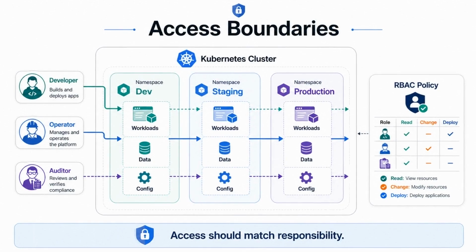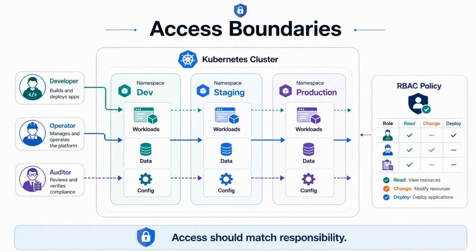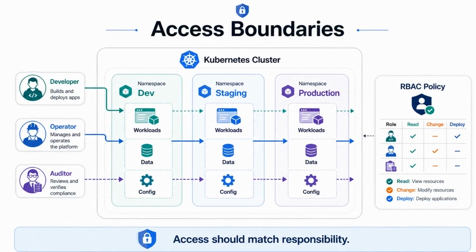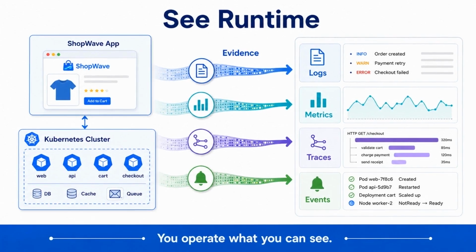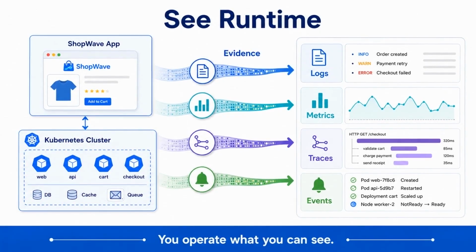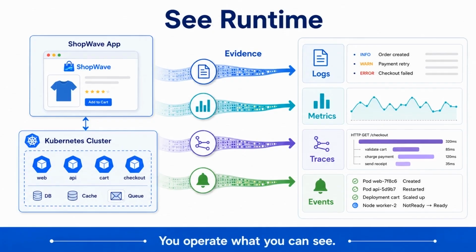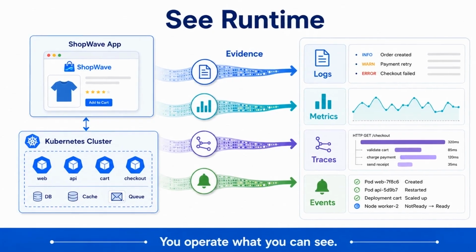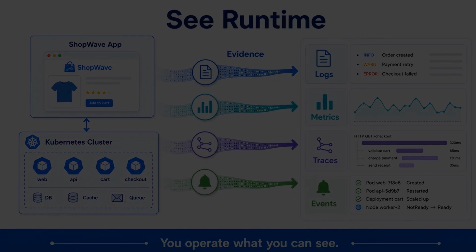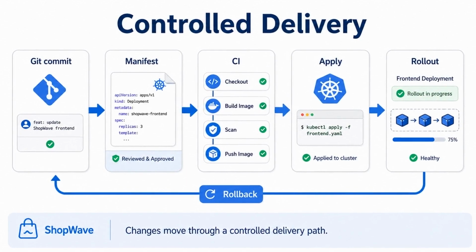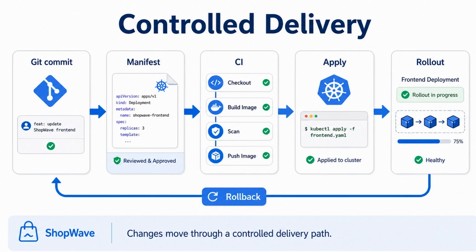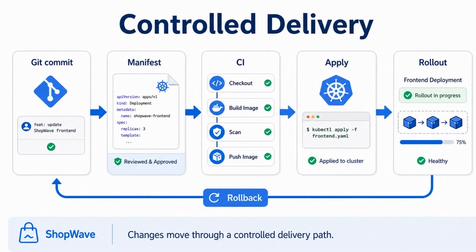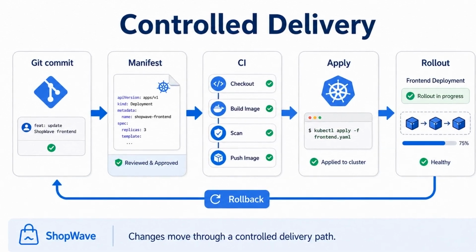A production cluster also needs boundaries. Namespaces separate teams or environments, and RBAC controls who can read, change, or deploy resources inside those boundaries. You still need evidence. Logs explain what the app said, metrics show resource and request behavior, traces connect slow paths, and events show what Kubernetes changed underneath. Delivery becomes safer when changes move through reviewed manifests. A git commit updates the declared state, the pipeline applies it, and the rollout makes the change visible and reversible.